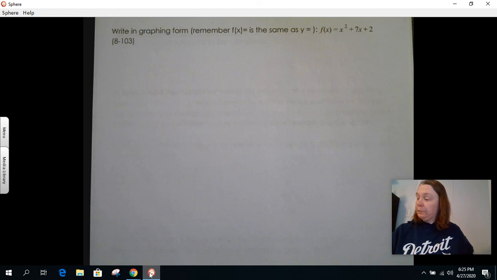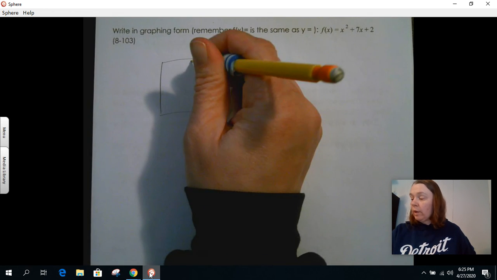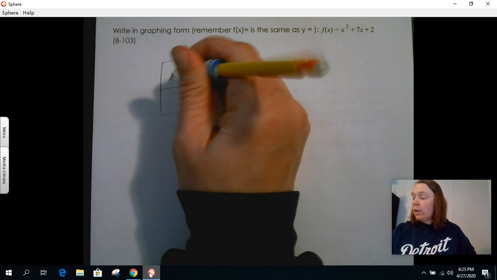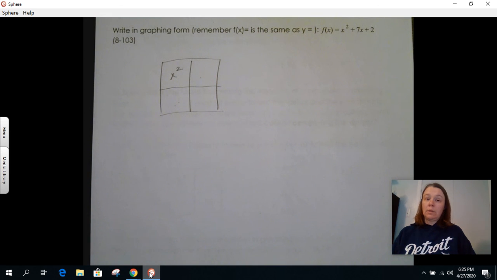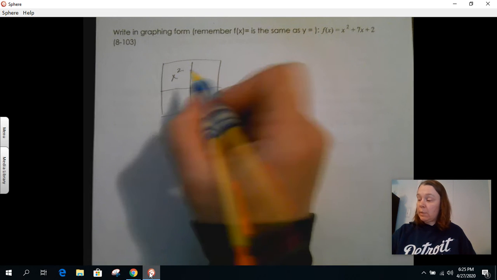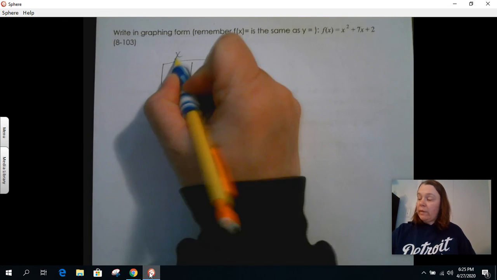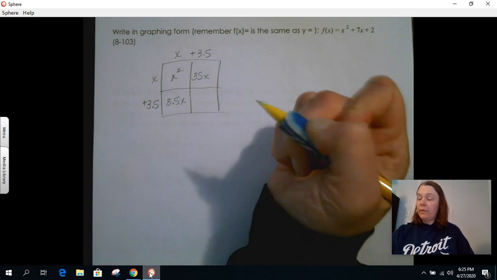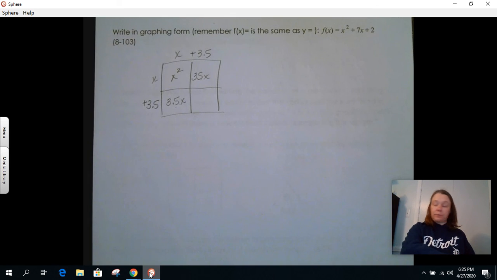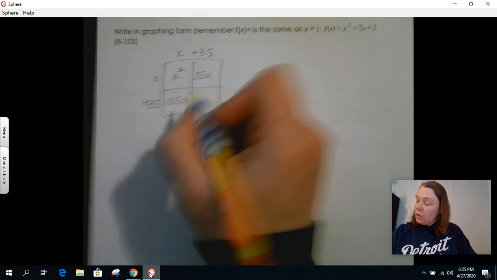All right, let's see how it went. Okay, so we start with our generic rectangle, or square, right? It should be a square, really. And this is x squared. These have to add up to be 7x. Oh, that's another one where it's not a nice split, right? So we would just basically split it in half, right? 3.5x, 3.5x. So I'd have x plus 3.5, x plus 3.5. Okay, when I multiply the 3.5 by the 3.5, I get 12.25.